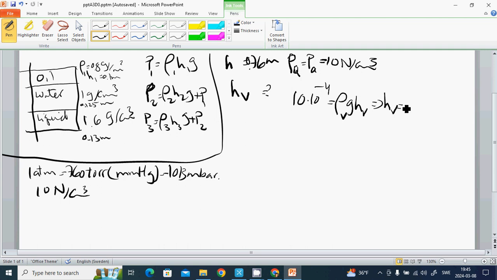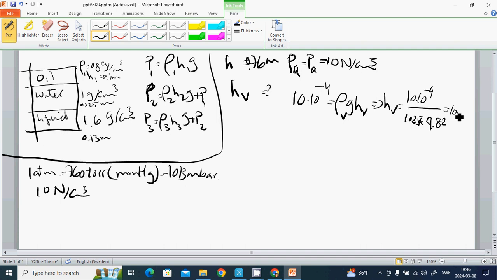Then h water equals 10 to the power of 5 divided by 1000 multiplied by 9.82. It is 10 meter. Then it must be 10 meter of water, yes, it must be 10 meter, to produce the same pressure.